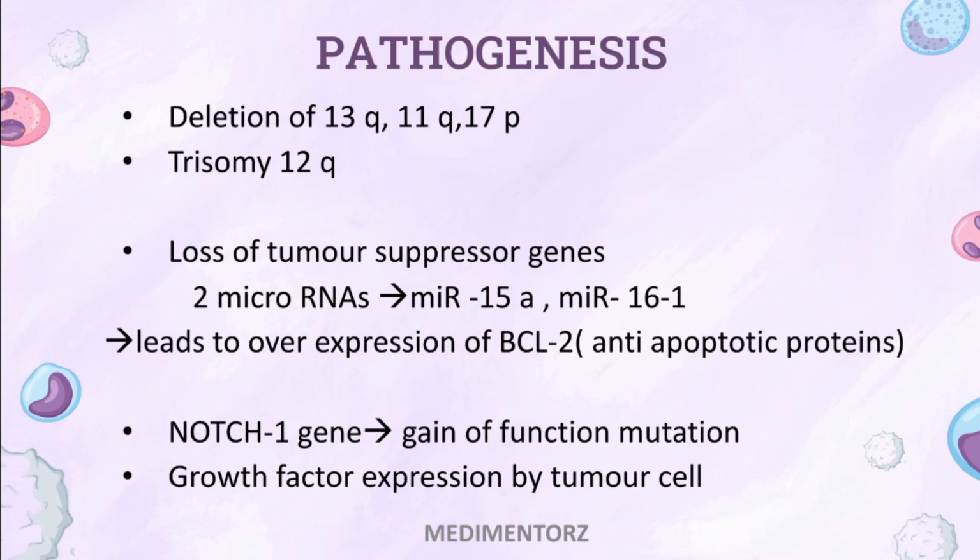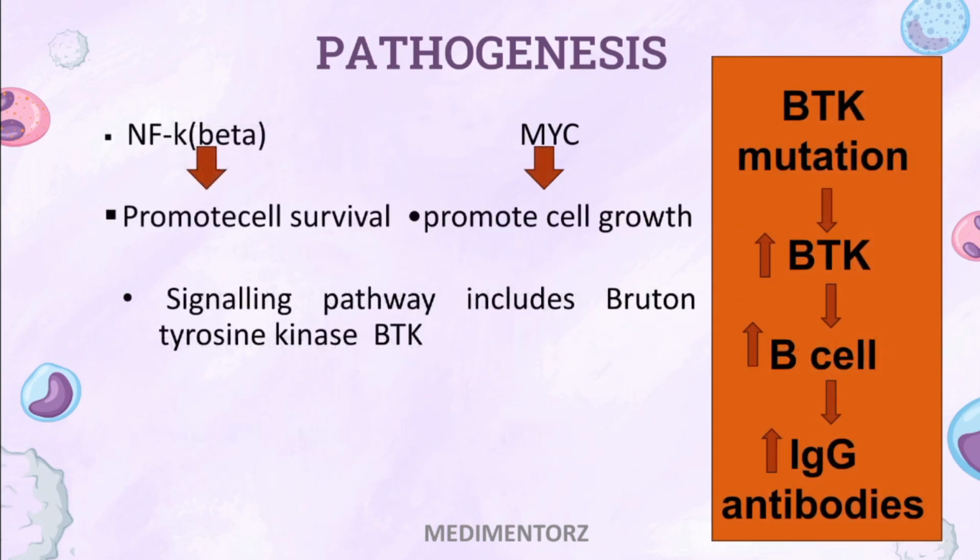There is growth factor expression by the tumor cells, which includes the nuclear factor kappa B and MYC. This NF-kappa B promotes the cell survival and this MYC promotes the cell growth. These two genes are the gene transcription regulators. And also there is mutation in signaling pathway, which includes the Bruton tyrosine kinase mutation. This BTK mutation causes increase in Bruton tyrosine kinase, which leads to increase in B cell count, which results in the increase in IgG antibodies.